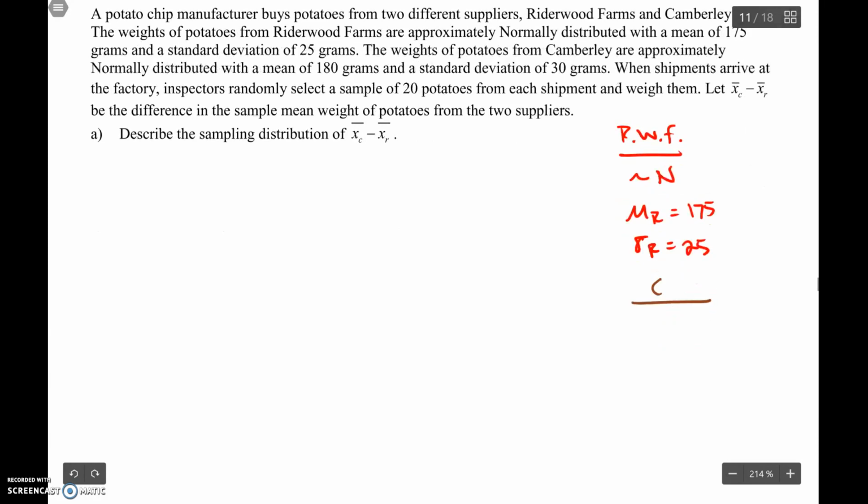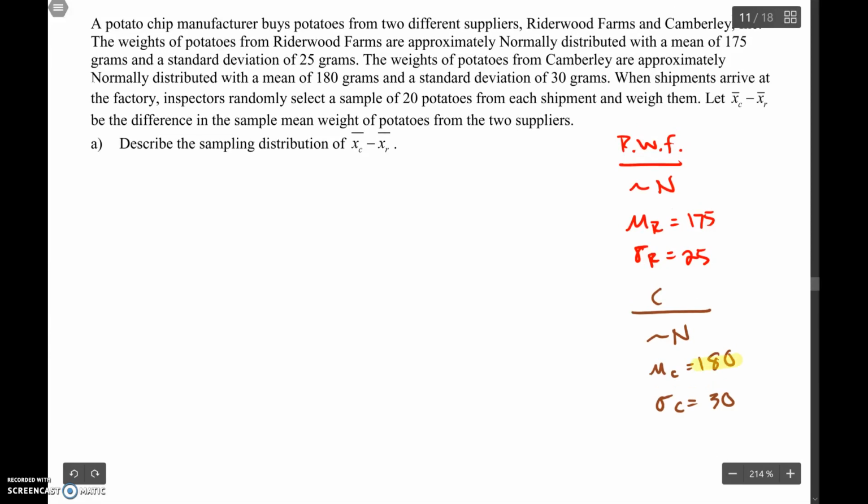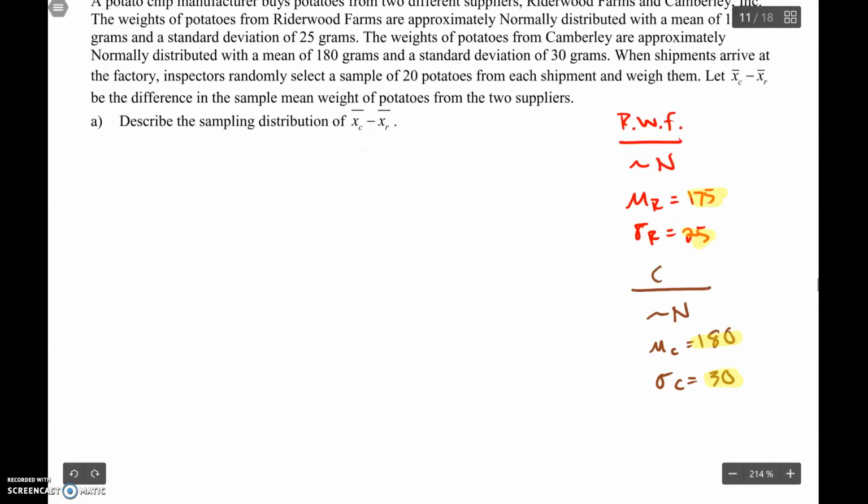Then Camberley, also approximately normal, with a mean of 180 and a standard deviation of 30. So it looks like Camberleys are a little bit bigger and a little bit more spread out. Okay, whatever. When the shipments arrive at the factory, inspectors randomly select a sample of 20 potatoes from each shipment and weigh them. Let X bar C minus X bar R be the difference in the sample weights of the potatoes from the two suppliers.